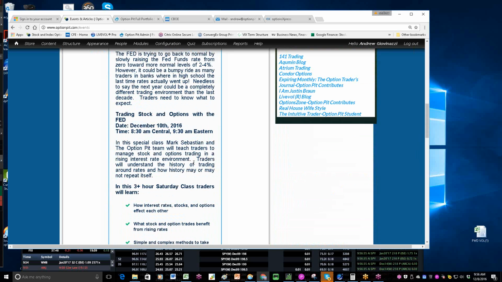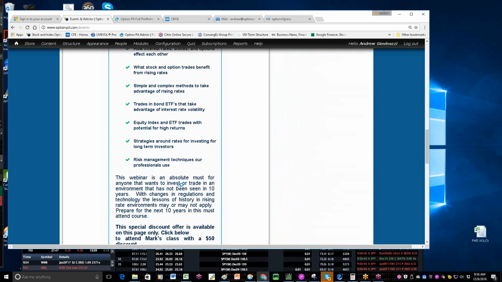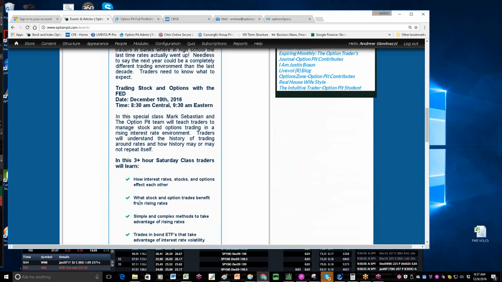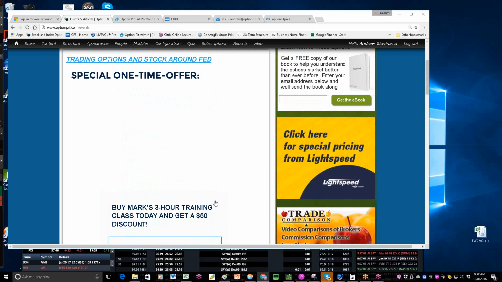This will be on interest rates. It will be how interest rates affect stocks and options. I will do the beginning of it on the basics, and then Mark will be covering pieces at the end as far as more strategies and some of the more interest rate sensitive stuff. That will be 9:30 Eastern, starting Saturday.